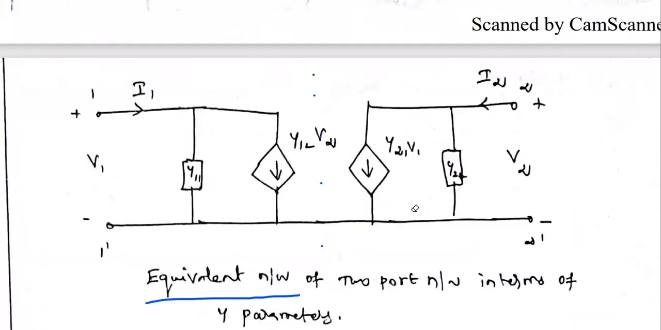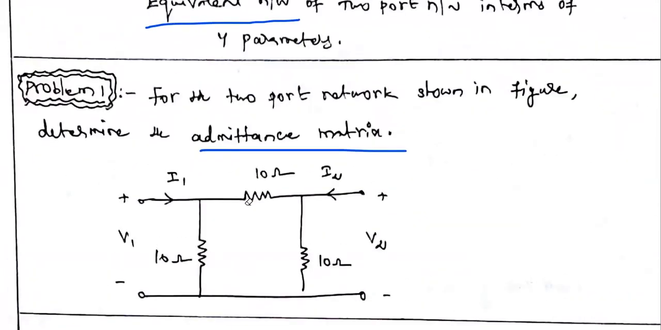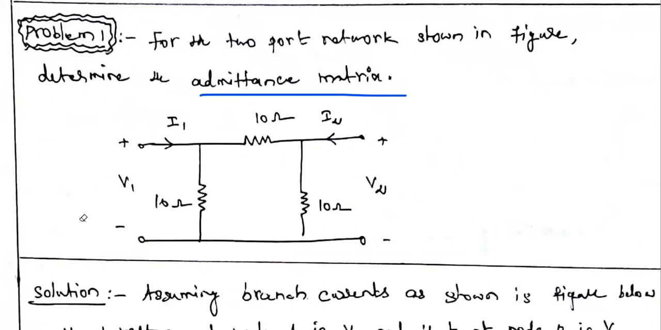So you see the question. This is our two-port network. Here, this is the input port 1-1 dash, and this is the output port 2-2 dash. First we have to consider the variables. The input voltage is V1, the input current is I1. Similarly, the output voltage measured at the second port is V2, and the current flowing through the second port is I2.